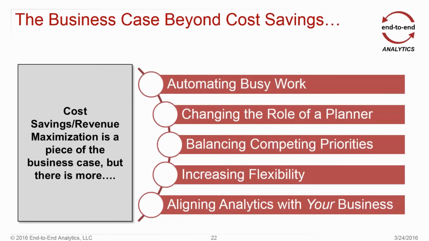So in summary, if we're thinking about optimization, cost savings or revenue maximization, whatever the objective function might be, that is a big piece of it. I don't want to discount that. But there are other pieces of optimization, a lot of the ancillary benefits, which I think are what make it a powerful solution for a lot of business problems. You can automate a lot of the busy work, right? You can take planner roles that are often tactical and make them more strategic, which provides a lot more value to the business. You can work on balancing competing priorities, right? It often provides you increased flexibility over other approaches like heuristics or software. And you can align the model to your business in a way that makes sense.